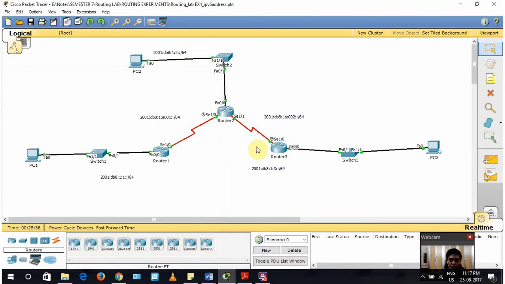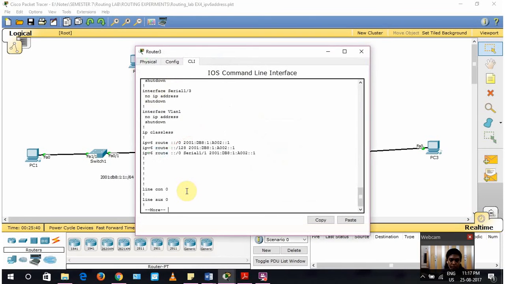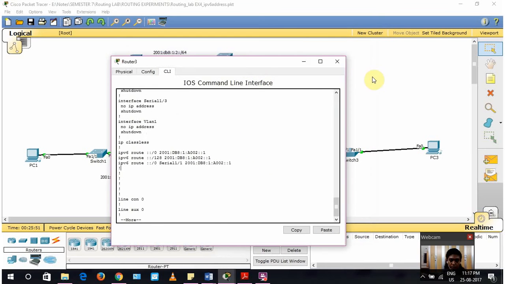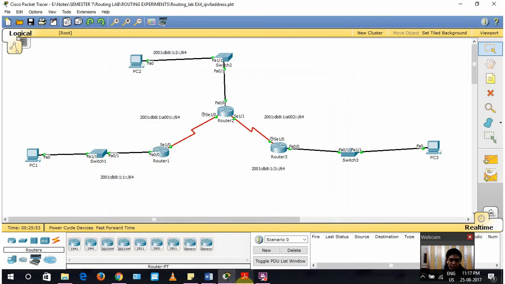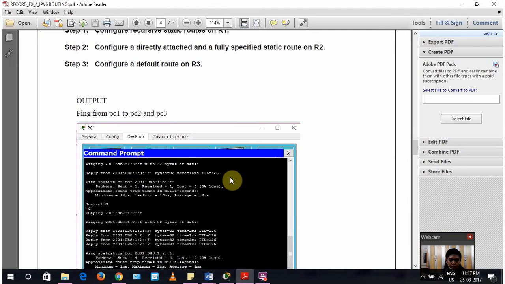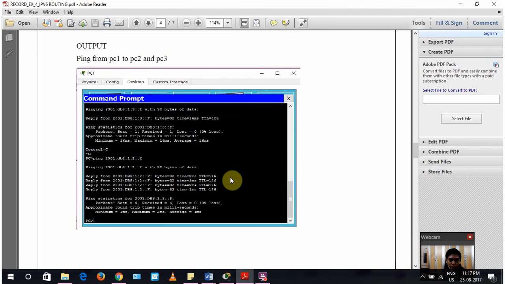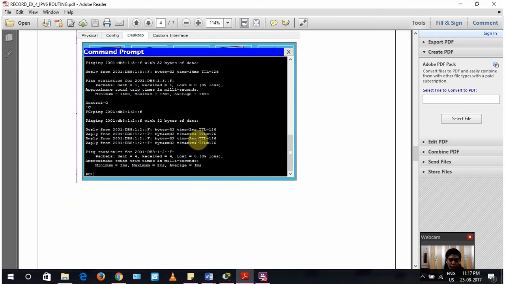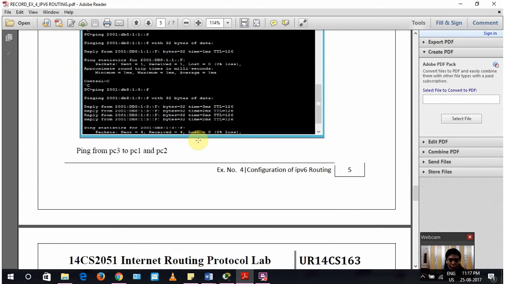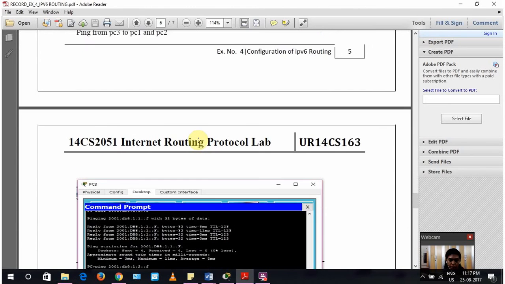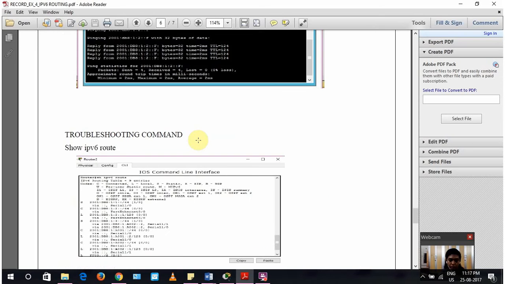Now on router 3 I have to configure a default route. To do that I have used the command ipv6 route followed by ::/0 and the network that's not directly connected. This is how it is done, and once you are done with the routing, all the PCs can ping each other, PC1 to PC2 and PC3, and every other PC will be able to connect to each other.